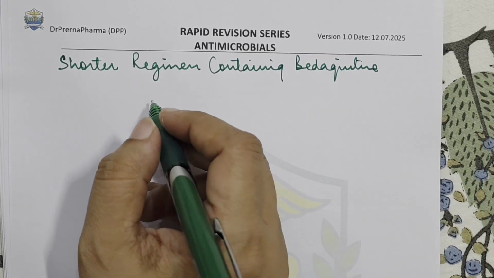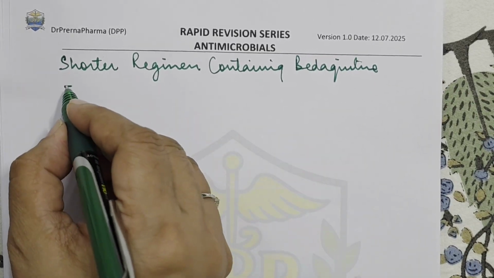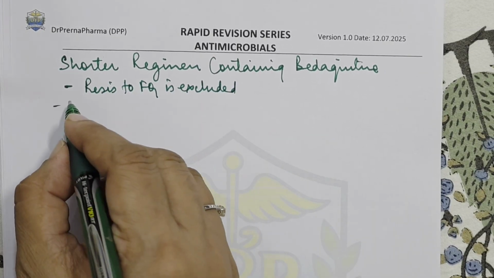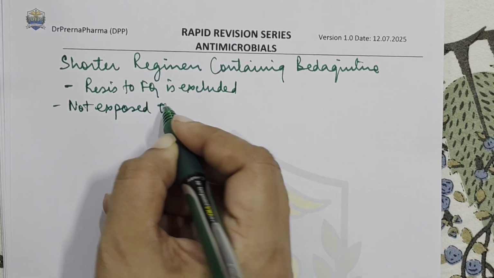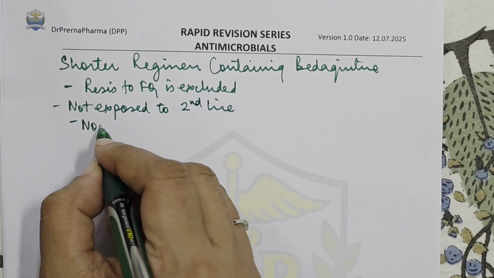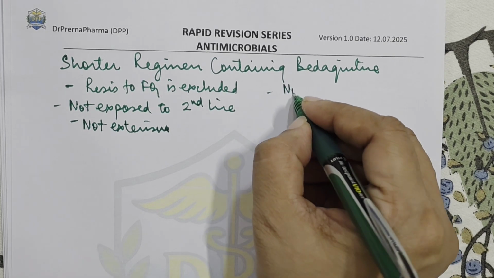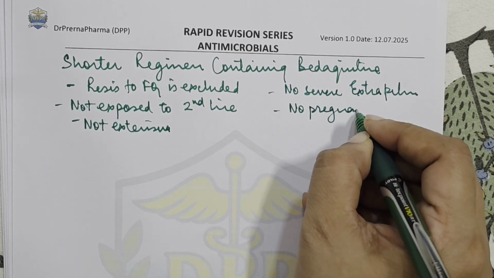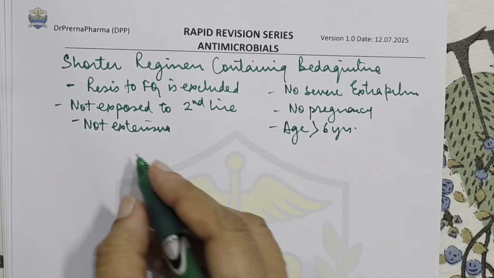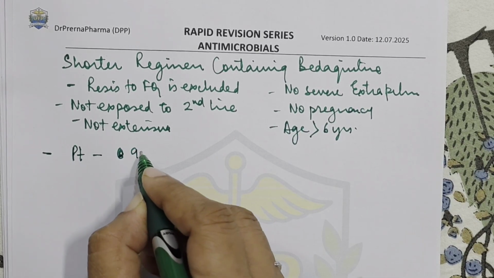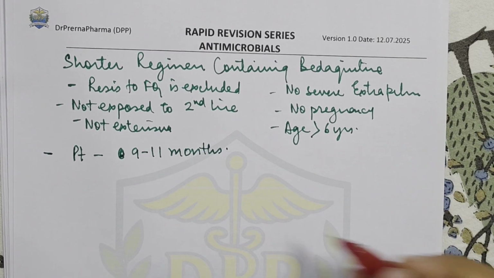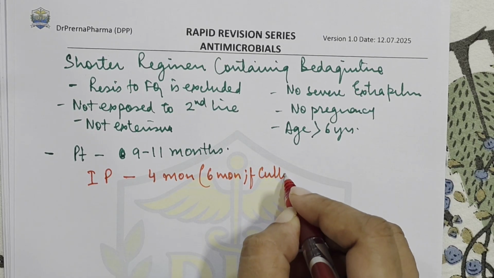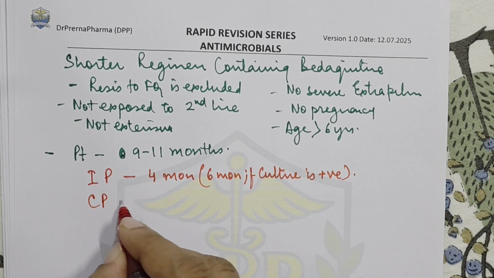Shorter regimen containing bedaquiline. Patients of MDR TB meeting the following criteria are candidates for this regimen. First of all, resistance to fluoroquinolone is excluded, so they are not resistant to fluoroquinolone. Then they are not exposed to second line drugs. Not extensive TB, no severe extrapulmonary TB, no pregnancy, and age more than 6 years. These patients are treated for 9 to 11 months. The intensive phase consists of 4 months, and it can be extended to 6 months if culture is positive at the end of 4 months, and the continuation phase is of 5 months.